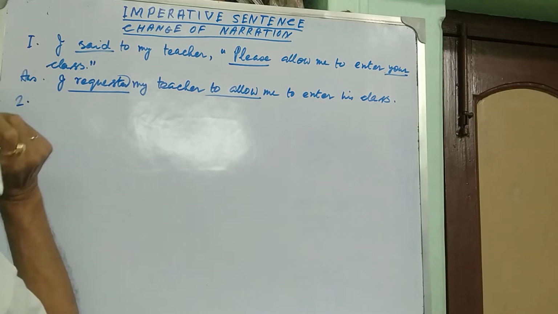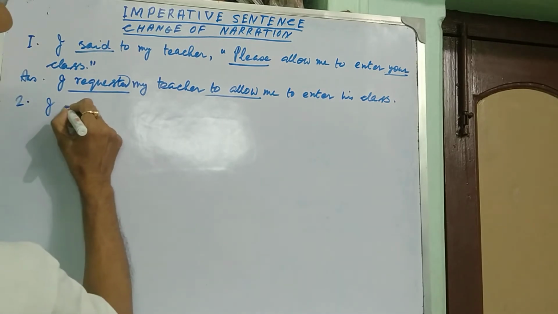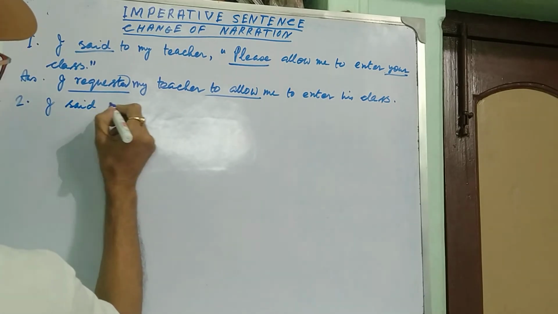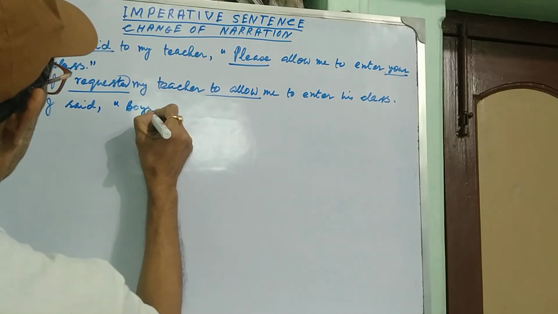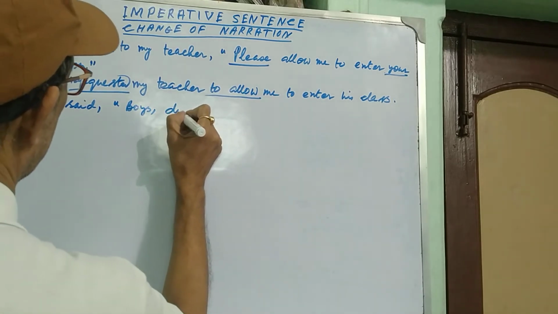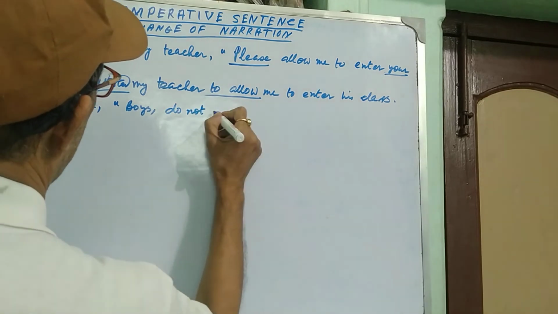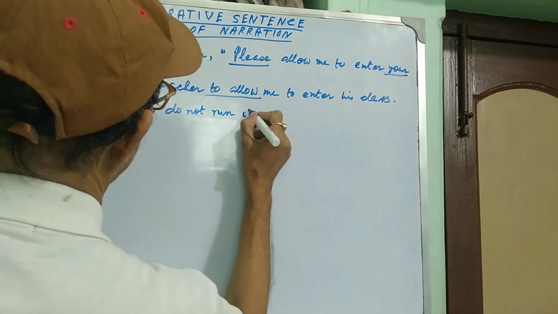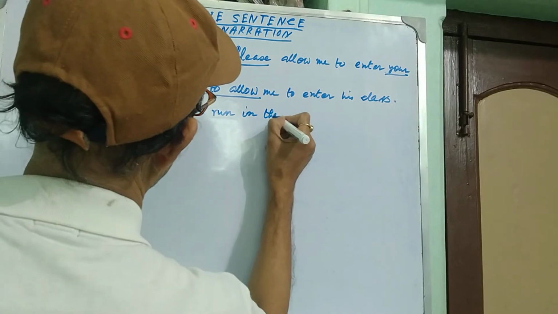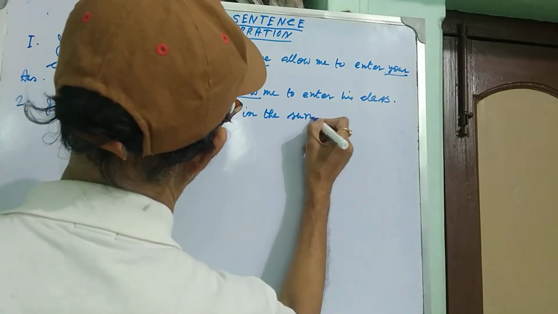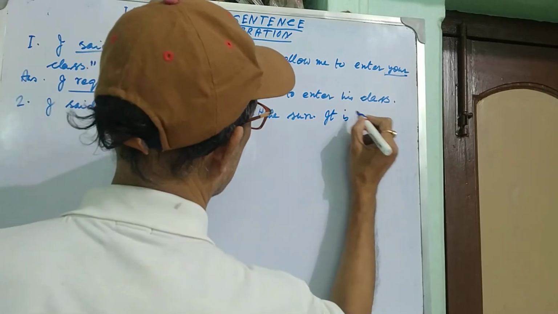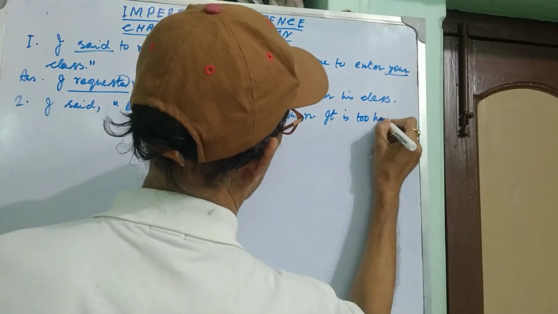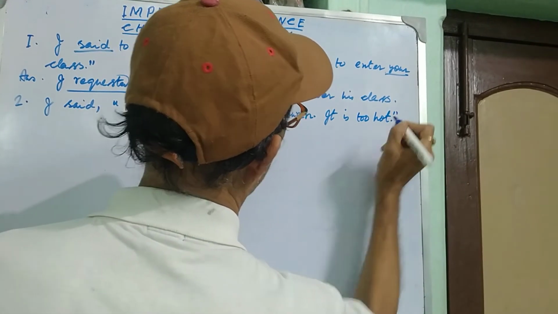Now let us take another example. Number 2. I said, "Boys, do not run in the sun. It is too hot." Full stop, inverted comma close.